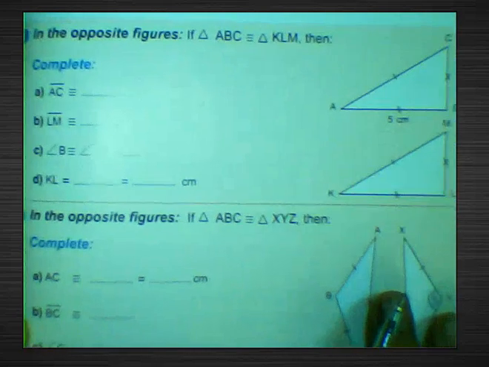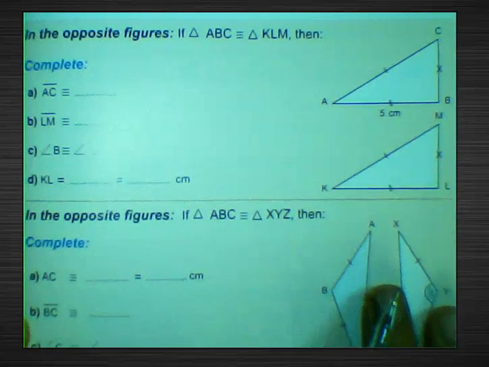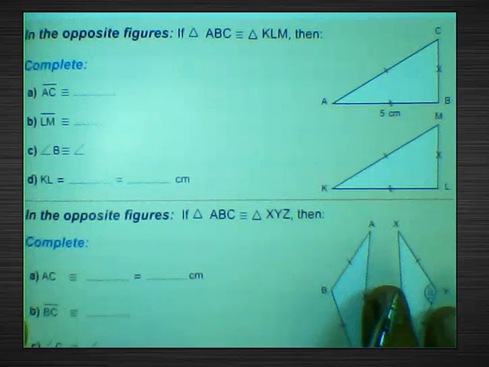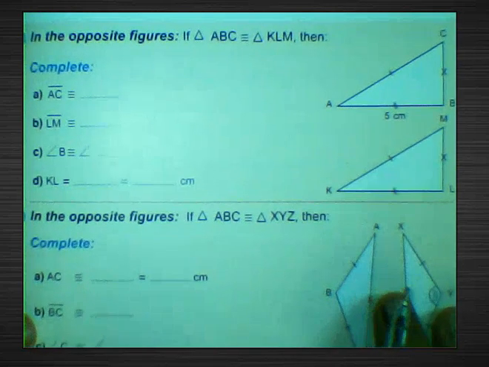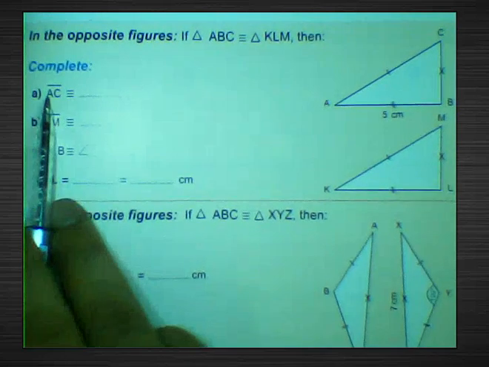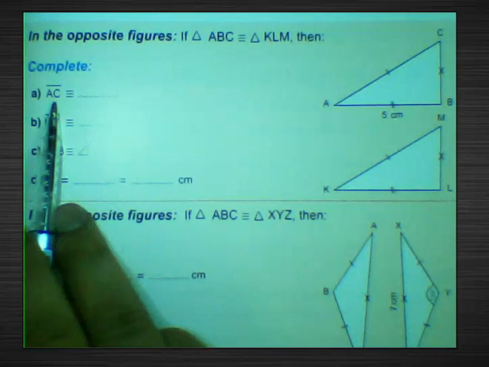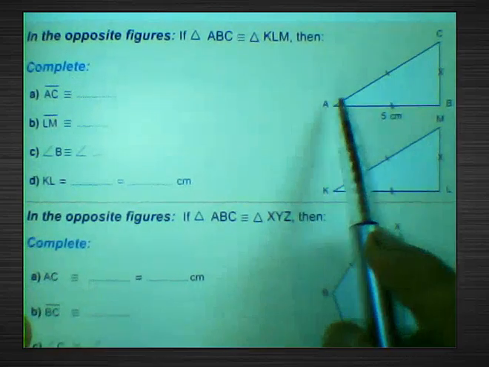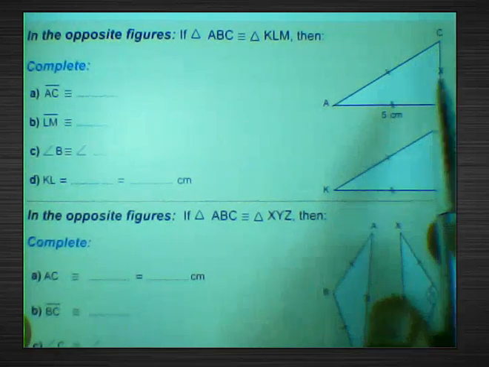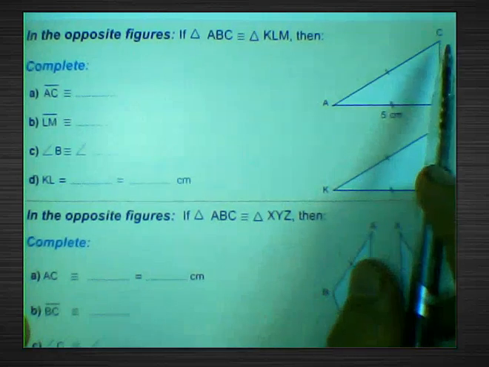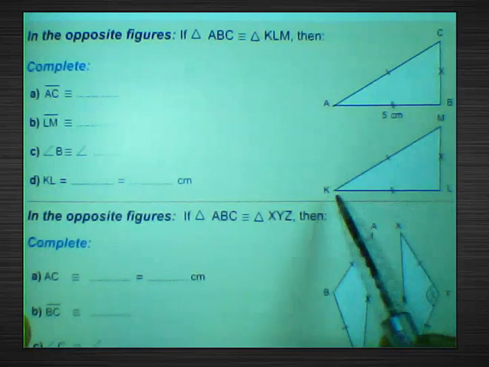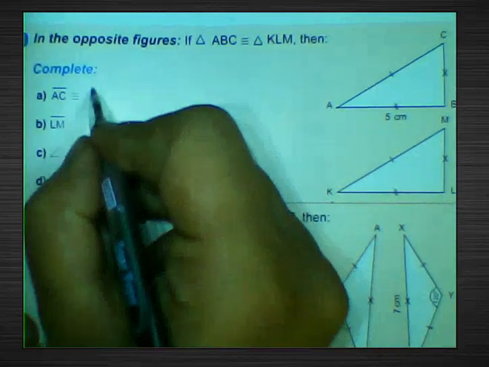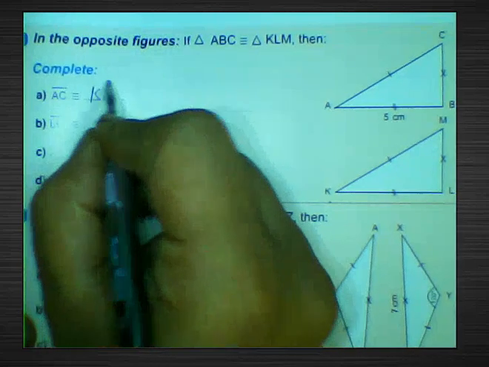Another example. In the opposite figure, if triangle ABC corresponds to the triangle KLM, then complete. Line segment AC is congruent to line segment KM. Right here, line segment KM.